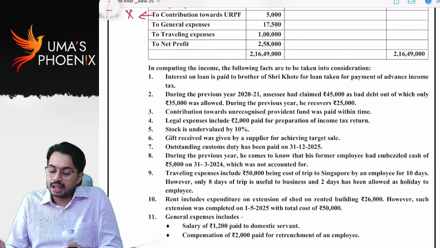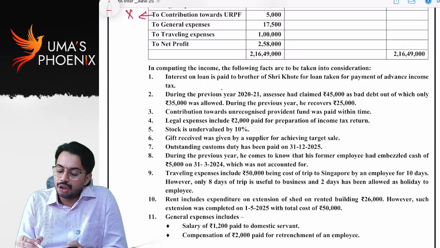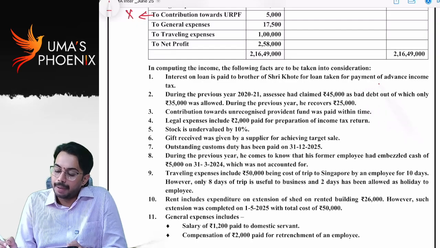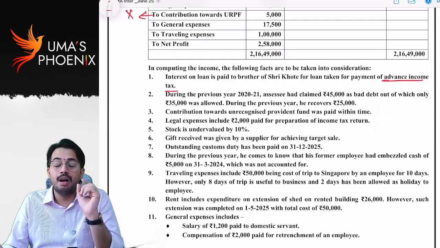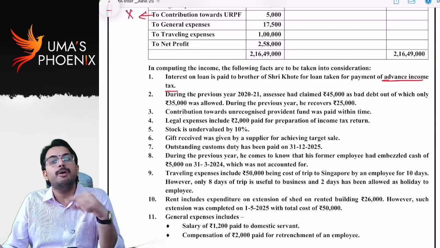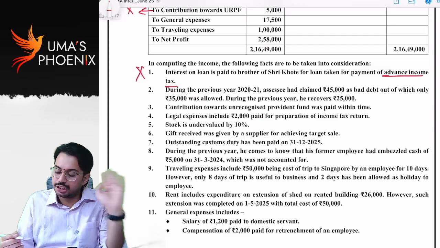General expenses, traveling expenses. In computing income, following facts are to be taken into consideration. Interest on loan is paid to brother of Sri Kote for loan taken for payment of advance income tax. The loan taken for payment of advance tax. For such loan, if you pay any interest, such interest is not allowed as deduction.